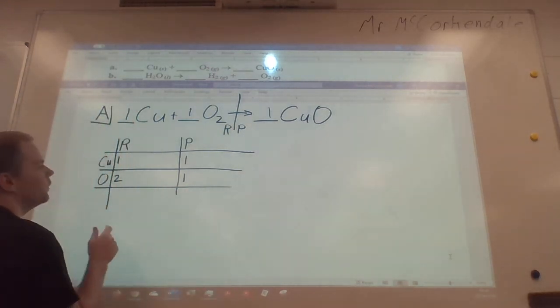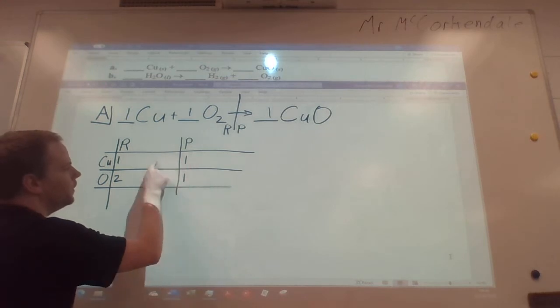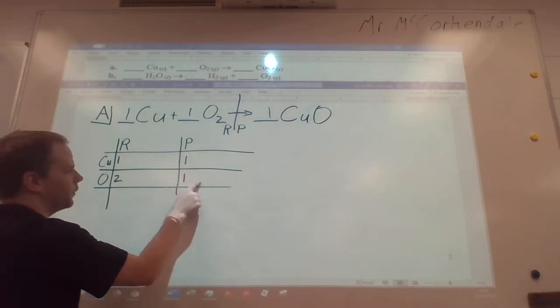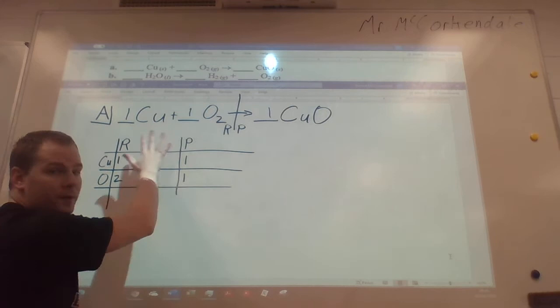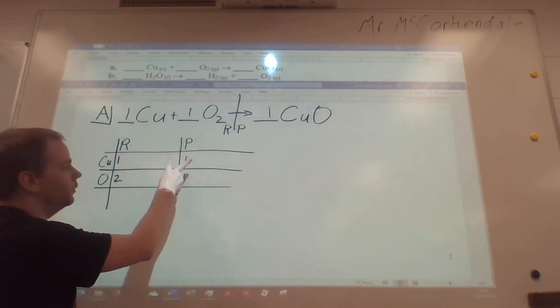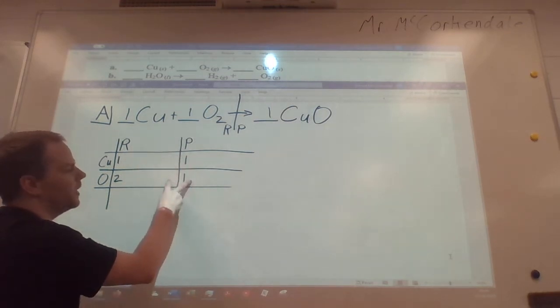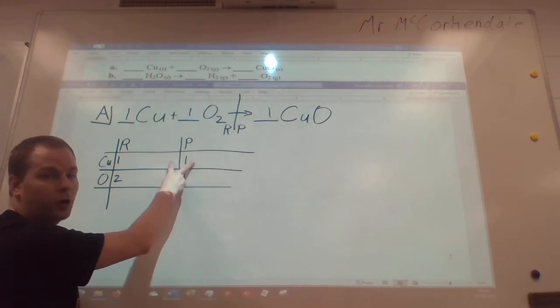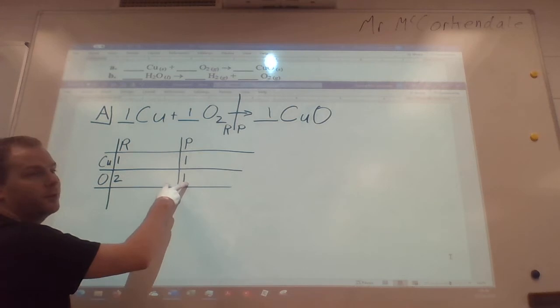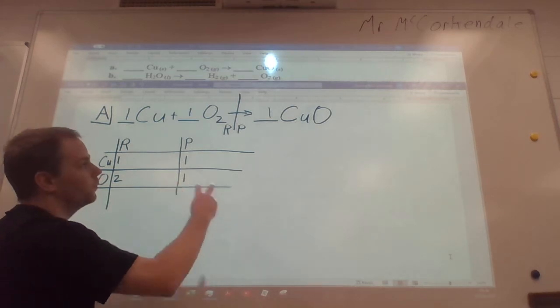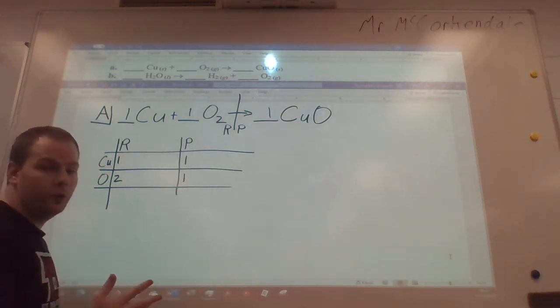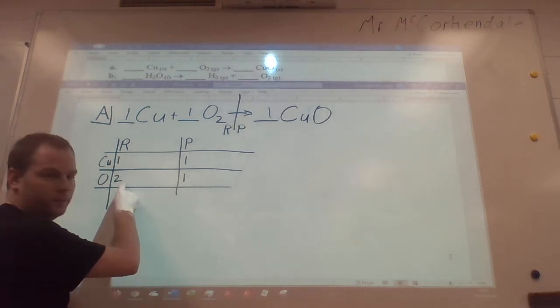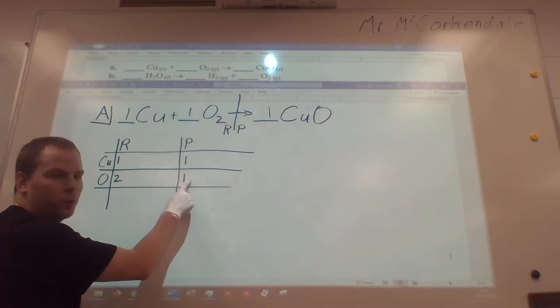Now what we need is for these 2 numbers to be the same and these 2 numbers to be the same. All of them do not have to be the same, just the rows. So these 2 need to be the same, and these 2 need to be the same. Well, these 2 are already the same. We have 1 and 1. These 2, however, are not. We have 1 and 2. There is nothing we can do to reduce this 2. It cannot go down. So we have to increase this 1 in order to balance this.